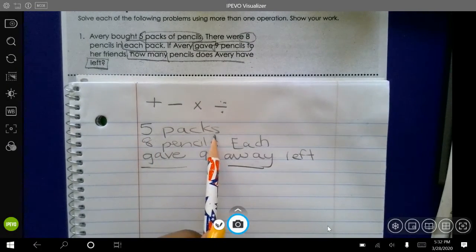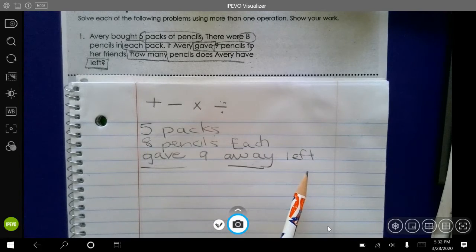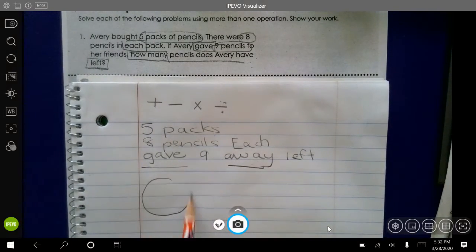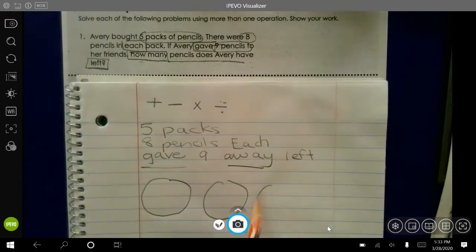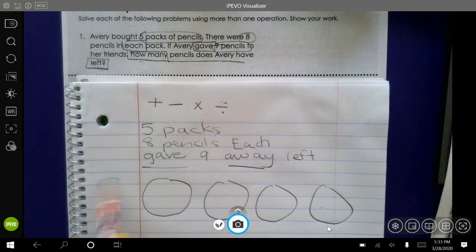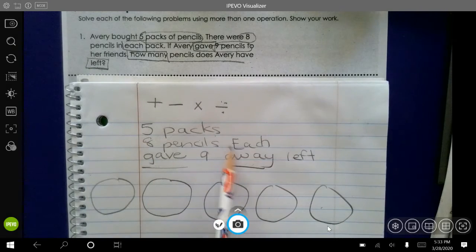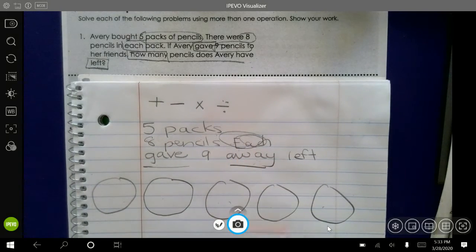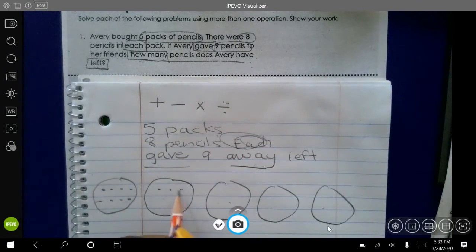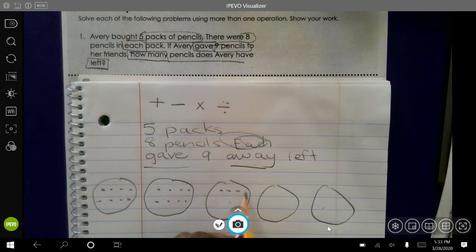5 packs of pencils. Each of the packs had 8 pencils in it, okay? So you can use an image. You can use a drawing. So I'm going to draw my 5 packs. We're going to use circles in order to represent the packs, right? 1, 2, 3, 4, and 5. And each of these packs had 8 pencils, okay? So I'm going to put 8 pencils. And of course, the dots are going to represent the pencils. I'm going to put 8 pencils in each of my 5 packs.